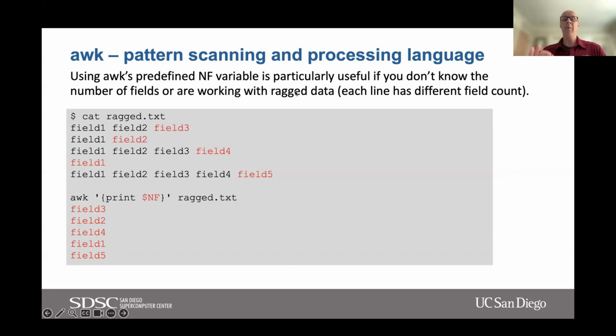The NF variable is particularly useful if you don't know the number of fields in each line, or if you're working with what we call ragged data, where each line has a different field count. So if I'm looking at this ragged data and I just want to get the last field in each record, I could do a print $NF and I just get that very last field.